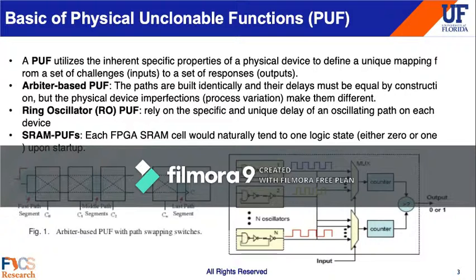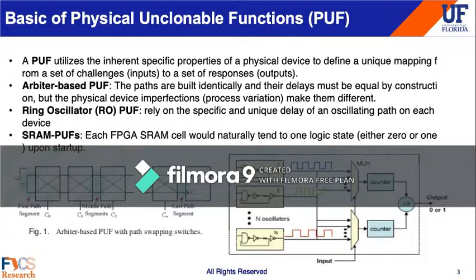Like ring oscillator PUF, it relies only on the specific and unique delay of an oscillating path on each device. And also, because of oscillating, it will consume a lot of power. And for SRAM PUF, each FPGA SRAM cell would naturally tend to one logic state, and there are only a polynomial number of challenges with respect to the number of SRAM cells.